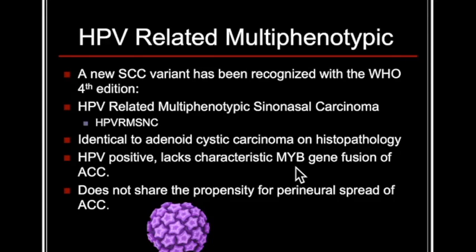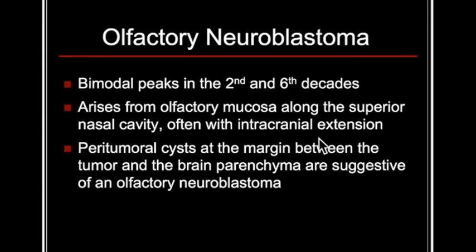And interestingly enough, it behaves very differently compared to adenoid cystic carcinoma. It doesn't show the propensity for perineural spread that adenoid cystic does. So a newly recognized carcinoma with a relatively good prognosis compared to others.